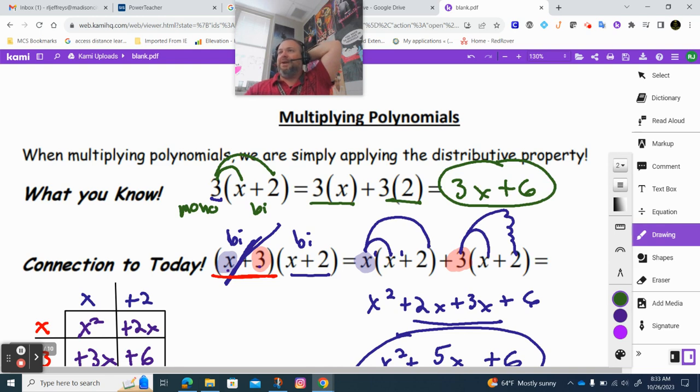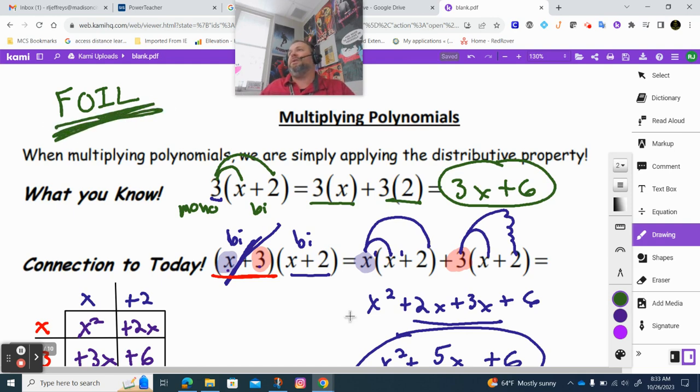Now, also, if you ask your parents or somebody over the age of 35 that you're doing this, they're going to say something called FOIL, which is basically another way to do double distributive property. This is the way I was taught. This was the only way I knew existed up until like 2015, which is sad.